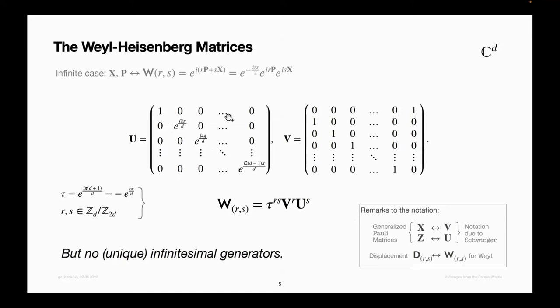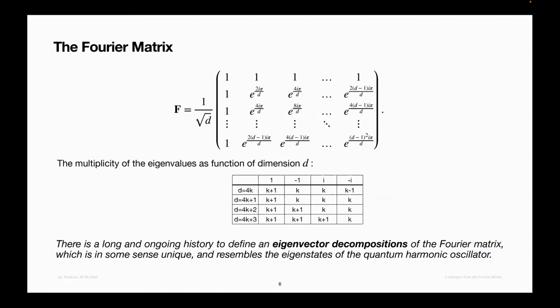Then we have the finite Fourier matrix, or finite Fourier transform, or discrete Fourier transform, or Schur's matrix. The only thing I want to especially point out here is that we have these four eigenvalues, like in the infinite case, plus minus one, plus minus i, and here are the multiplicities of the eigenstates, so the dimensions of the eigenspaces, depending on the form of d. Now there is a question: what could be the unique, the outstanding, the distinguishing eigenstates of this Fourier matrix, which hopefully resemble a quantum harmonic oscillator in some way?